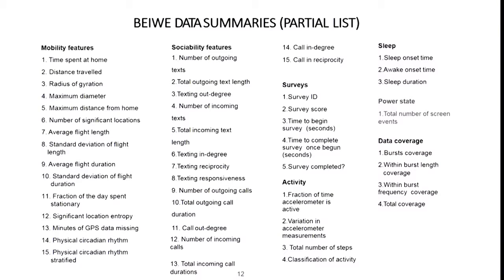As you can probably guess looking at this list over here, some of these summaries are very simple descriptive summaries. Others, like the idea of onset and offset of sleep, is heavily based on modeling.